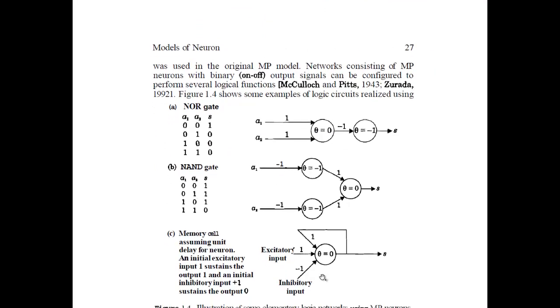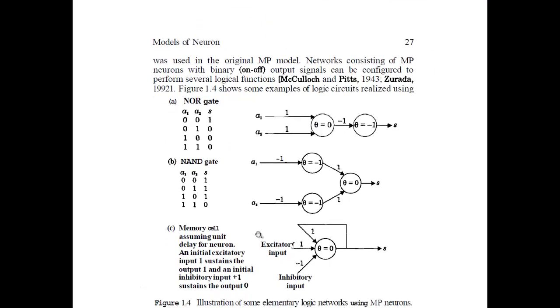Now using the MP model we will be trying to illustrate three logical examples. The first one is the NOR gate example, second is the NAND gate example, and the third one is the memory cell assuming unit delay for neuron. Now as you already know, what is a NOR gate? A NOR gate is nothing but the output of the two values added with a bar on it, that is the output gets inverted because of the bar.